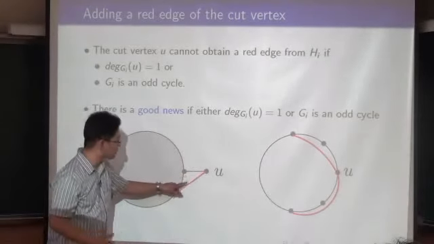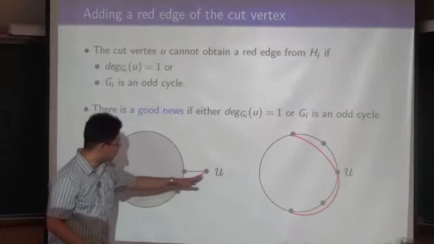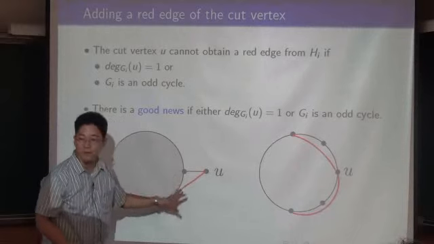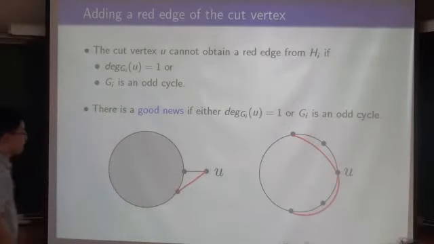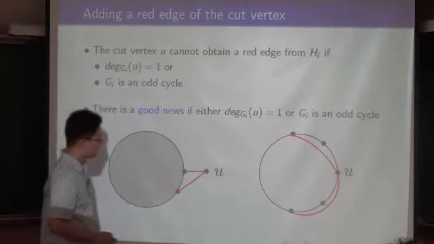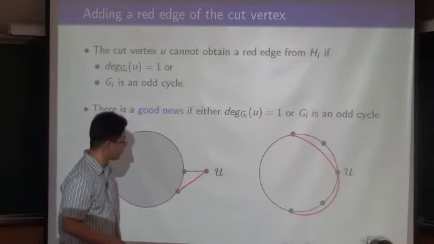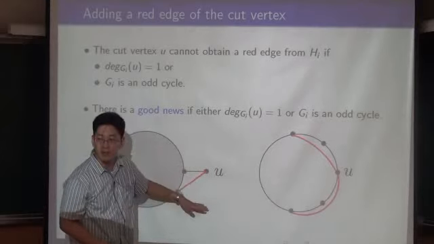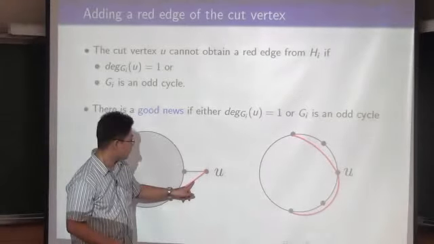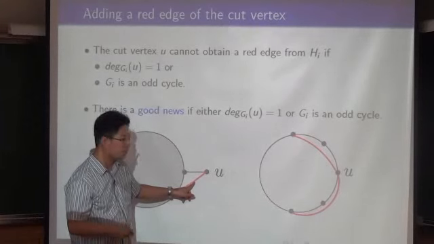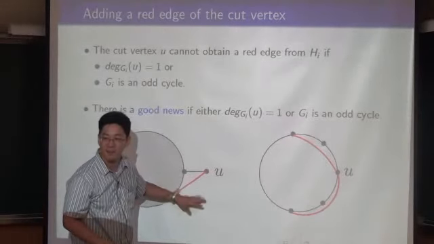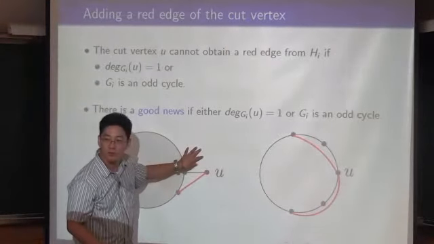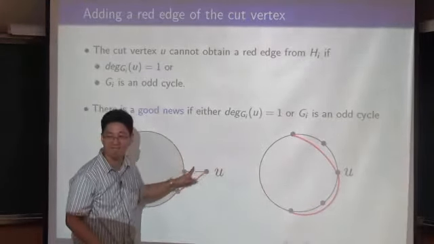But the worst case is like this. So there is one red edge in the outer face of G, right? So why is this good? When we consider the upper side of u and the lower side of u, this red edge which passes u blocks just one side, for example the lower side. So we can use the other space to draw the red edge of u.